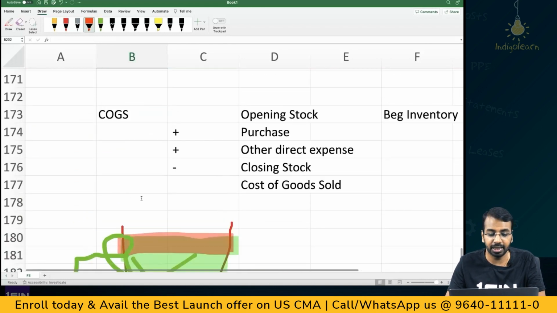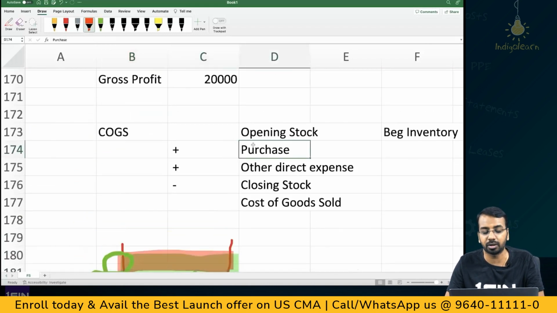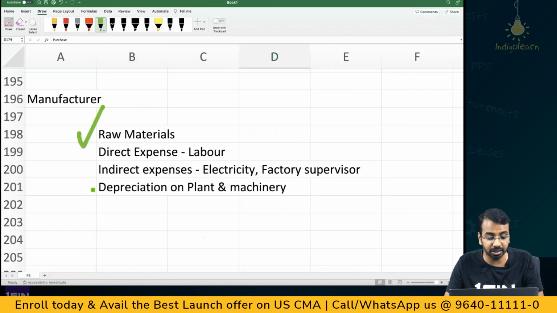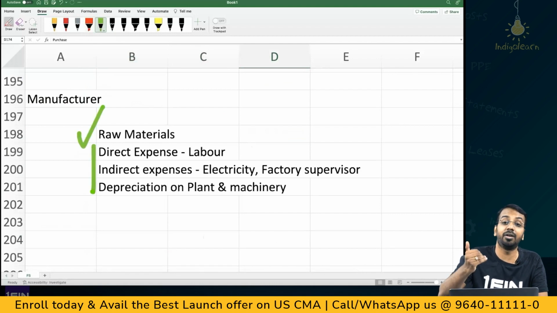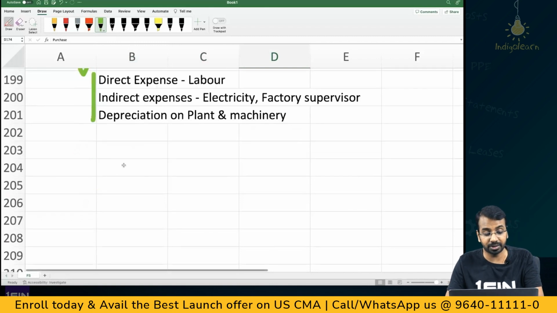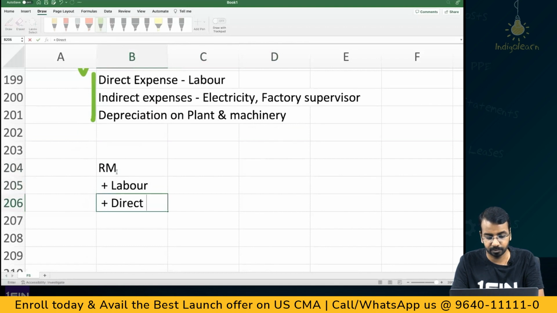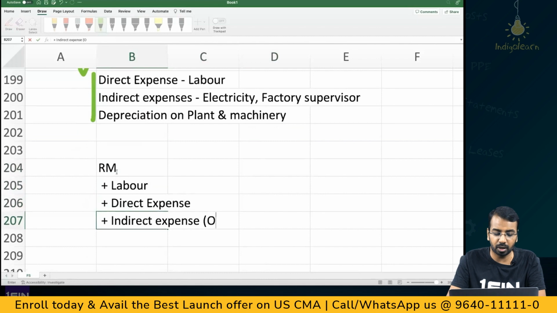For a trader, he is directly purchasing a finished product. But for a manufacturer, he will purchase raw material, he will incur these expenses, and he will produce finished products. So what happens is, raw material plus labor plus any other direct expenses plus indirect expenses. These are also called overhead.